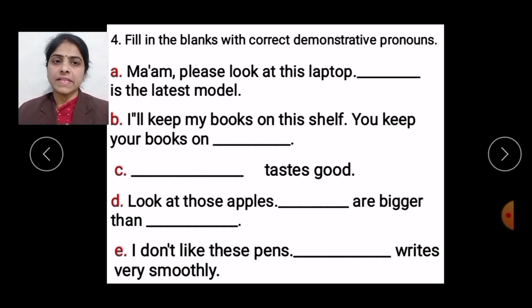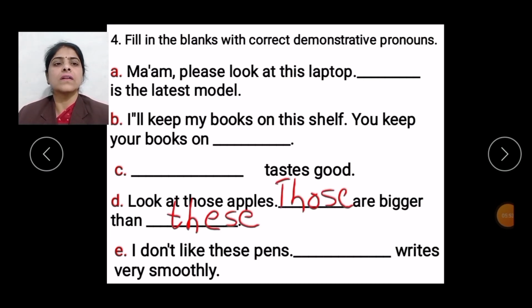Now, let's have the next one. Look at those apples. Blank are bigger than blank. In this sentence, object apples is a plural noun, that is far. So, the correct demonstrative pronouns for these blanks are those and these.